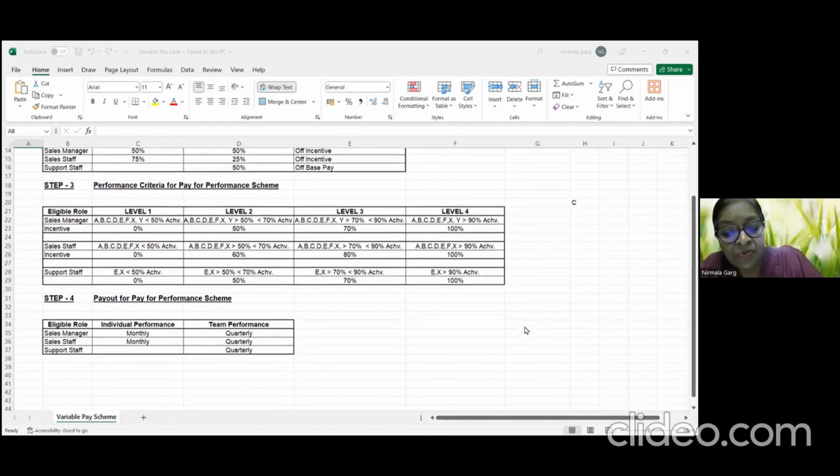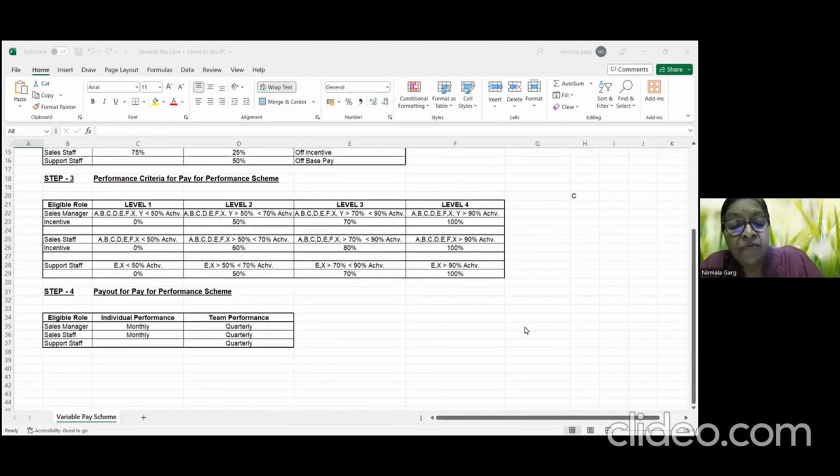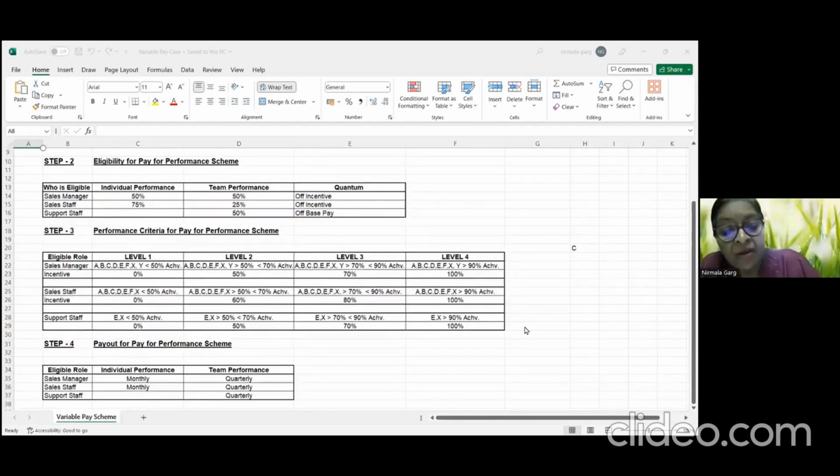The last step is very important: how are you going to pay out? Are you going to pay out monthly, quarterly? And if yes, for what are you paying? Are you paying for retention? Are you paying for motivation? These are the 2 things you have to write. Is it for motivation or is it for retention? So when you're writing payout, write specifically, is it monthly? Is it quarterly? All right. And then is it for motivation or is it retention?